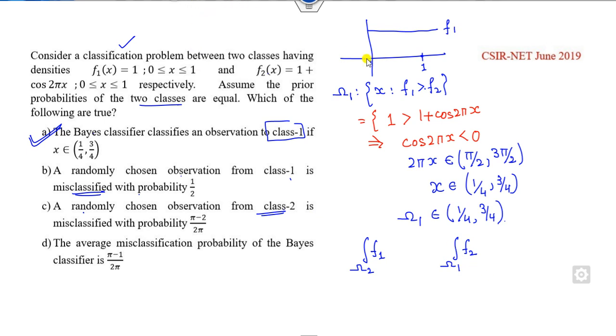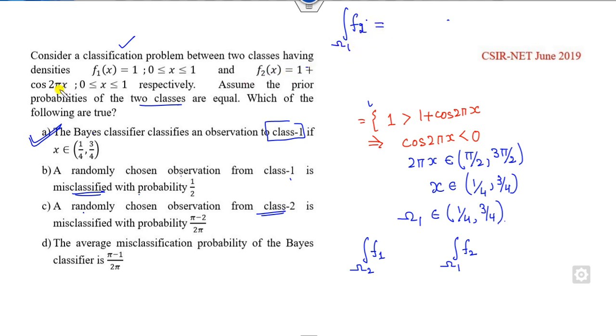So look at that. If I clear this screen, what is f2 over gamma 1? What is f2? 1 plus cos 2 pi x. The integration of 1 plus cos 2 pi x is x plus sine 2 pi x divided by 2 pi. The domain is my gamma 1, 1 by 4 to 3 by 4. So what is the answer? When you substitute 3 by 4, it's 3 by 4.